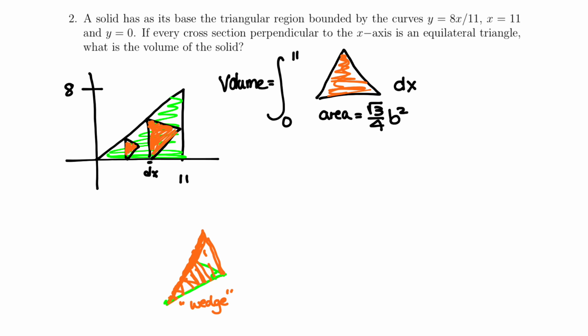And I will tell you that the area for every equilateral triangle is square root 3 over 4 times the base squared. Square root 3 over 4 times the base squared. And your base had better have x in it, right? Your bases need to have x's in it because we're talking distance.